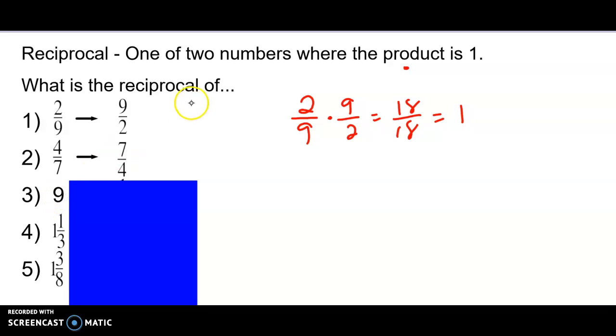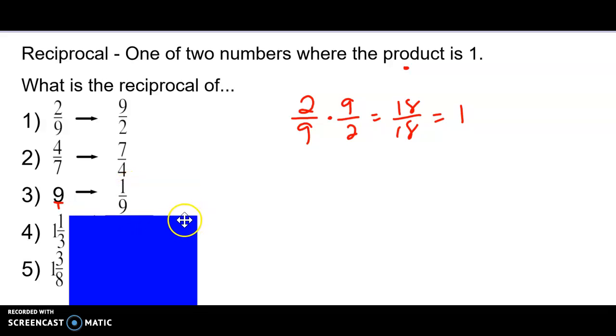Now notice 9. 9 is a whole number. Well, how do you write 9 as a fraction? 9/1. So when I go to do the reciprocal of 9/1, I get 1/9.